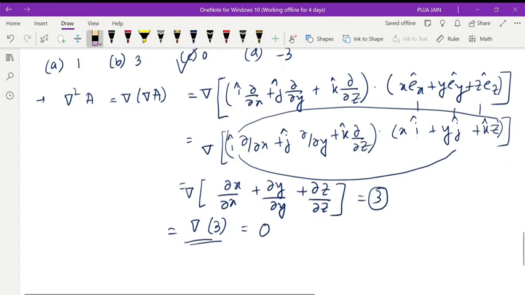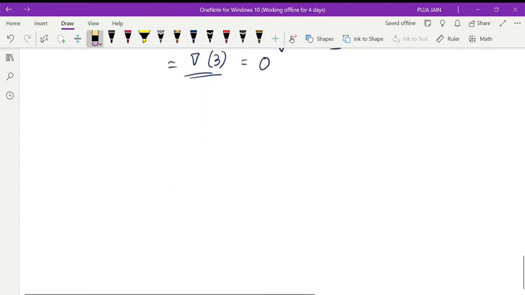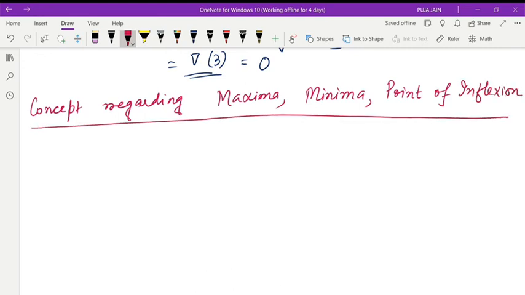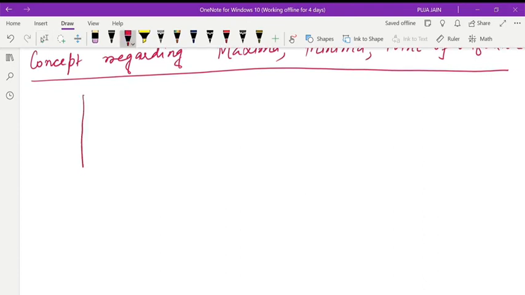Next, we will discuss a concept regarding maxima, minima and point of inflection. Okay. Next lecture we will do problems using this concept. So suppose this is a graph.